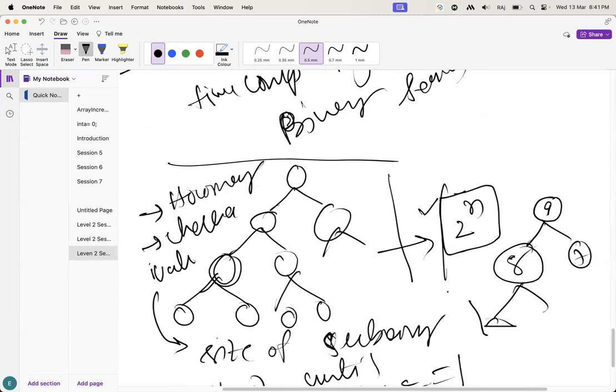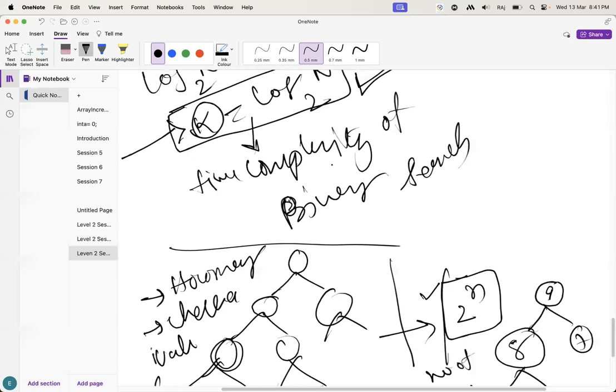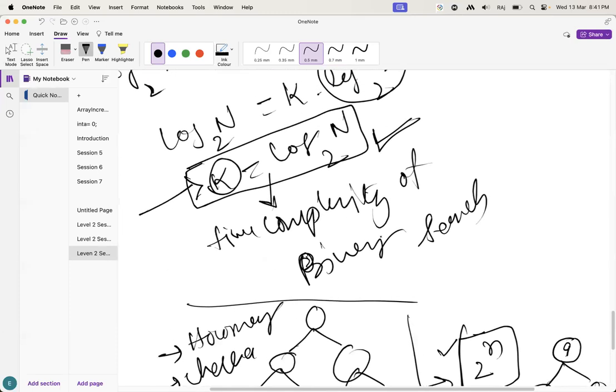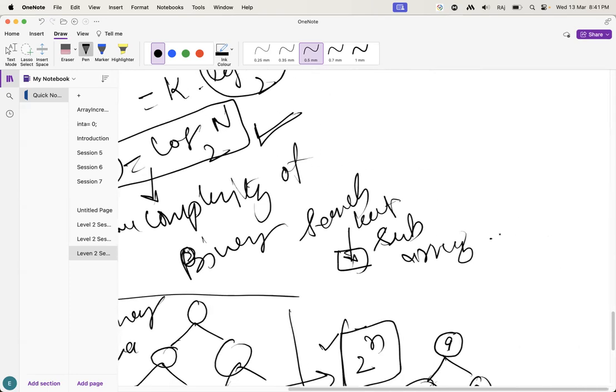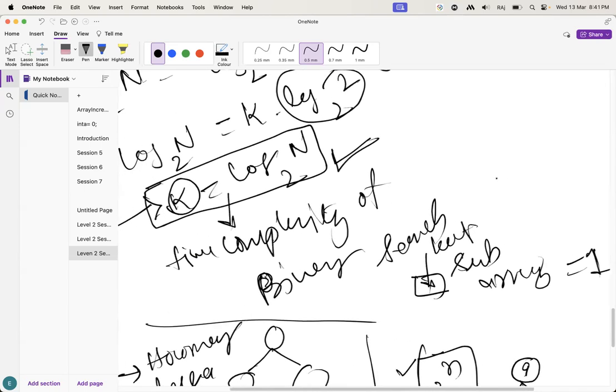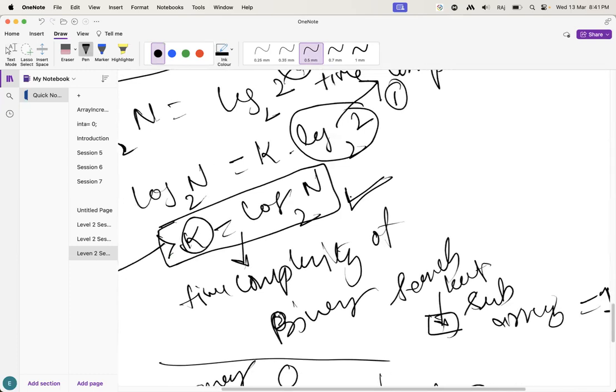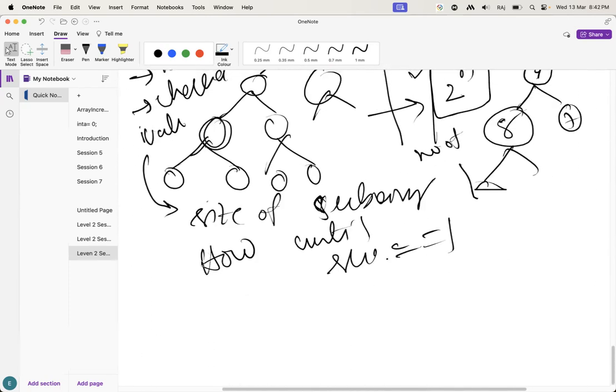Because here we are not checking the number of subarrays in the binary search. We are checking how many elements are inside that binary search, how many elements are in the large subarray. It is supposed to be 1, and then only we will stop. I hope you understand this one. So that's why the time complexity here is log n. Please let me know, guys. Okay, guys, fine. I hope you understand.